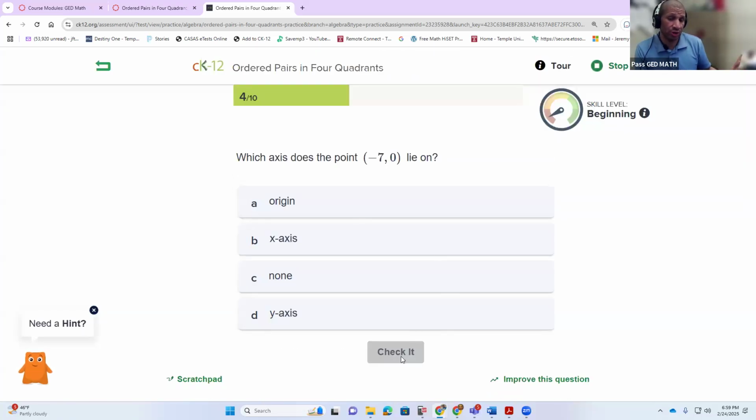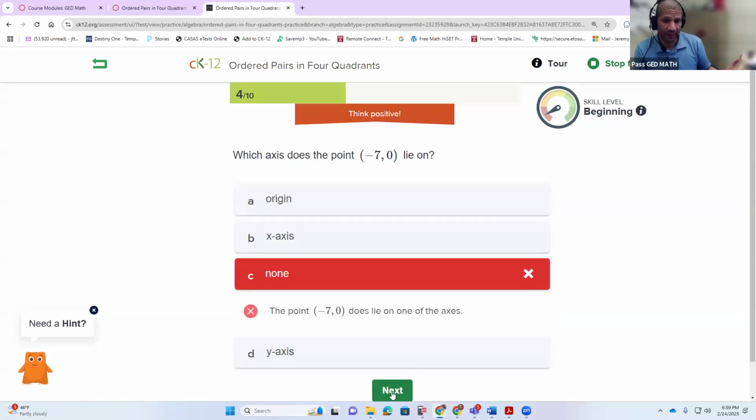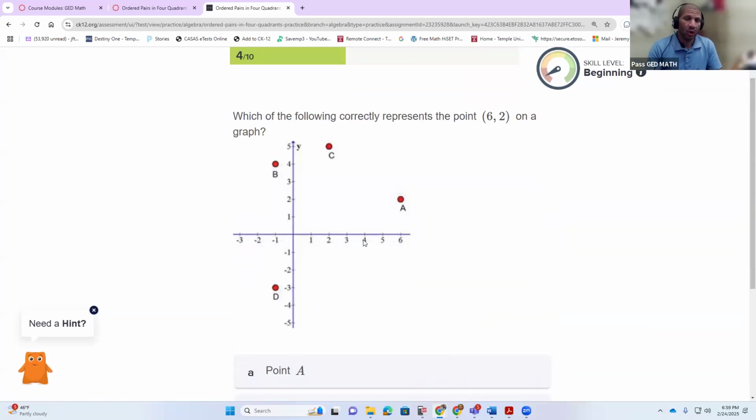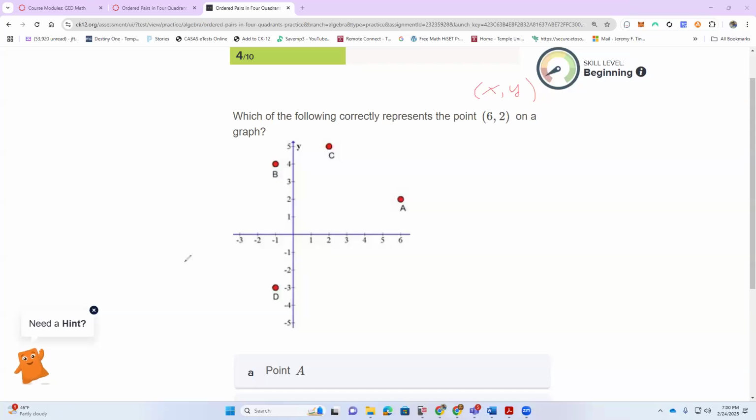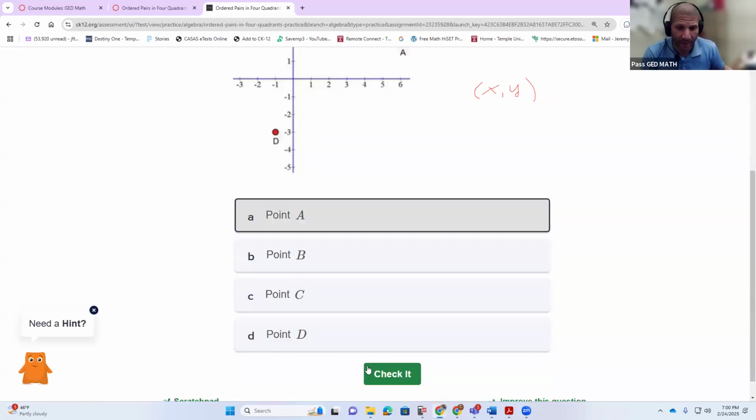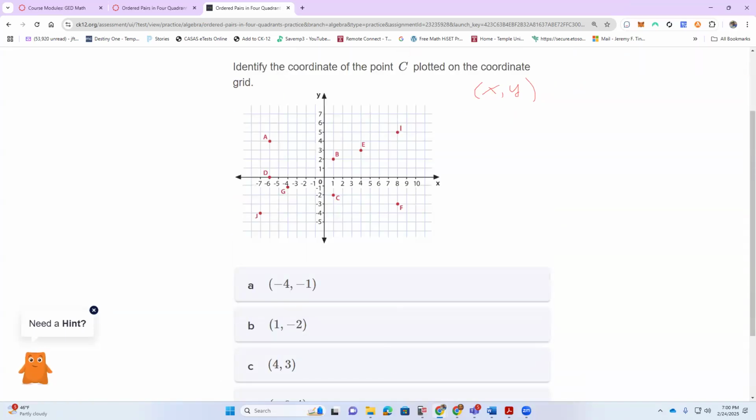These are all questions you should know as you're going through this. There we go. Which of the following correctly represents the point 6, comma 2 on the graph? What you got to remember is each ordered pair, your X is always first, then your Y. 6, comma 2. A. First night, you got a guaranteed question in your exam. Bam! Okay, I get it now.